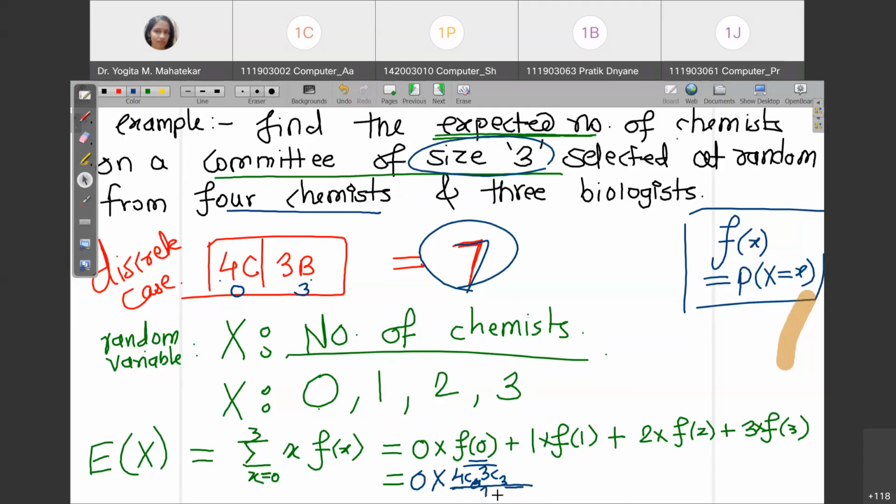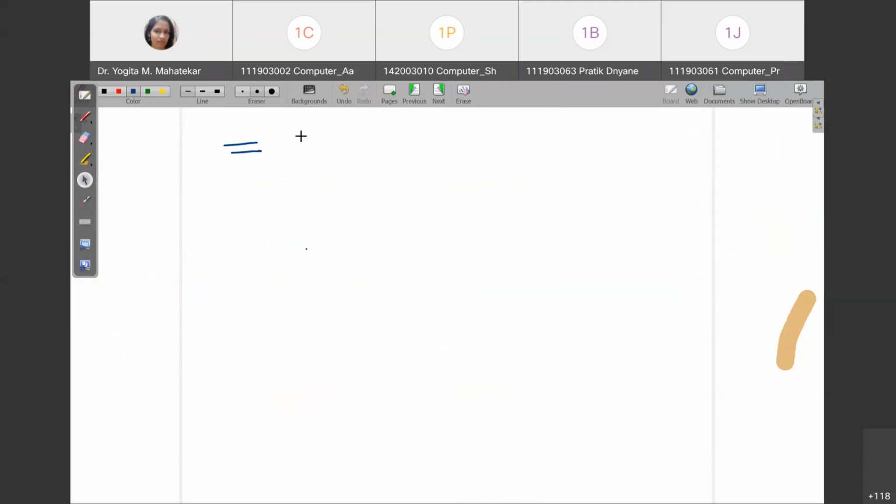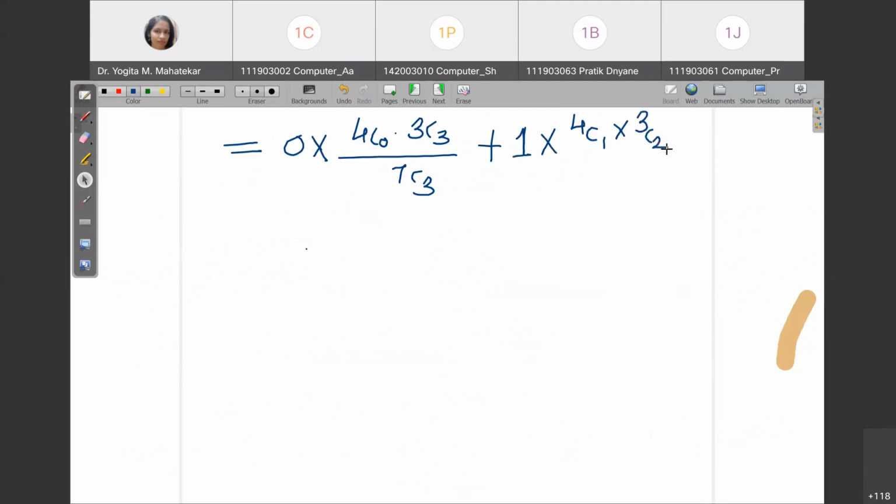I will just go to the next page. So 0 into 4C0 into 3C3 divided by 7C3. This is the probability of choosing 0 chemists, plus 1 chemist. Suppose you have to choose 1 chemist, then I will be choosing it from 4. Then the remaining 2 should be biologists. So I'll multiply by 3C2 divided by the total number of ways to choose 3 people out of 7, which is 7C3. Can you tell me what is the probability of choosing 2 chemists?